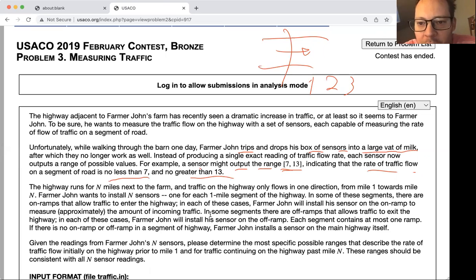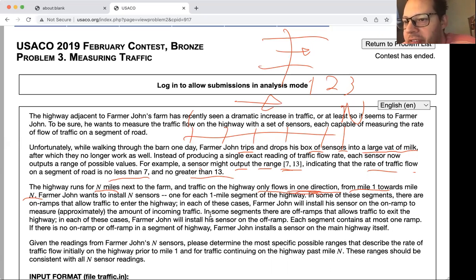The highway runs for N miles next to the farm, and the traffic on the highway flows only in one direction, from mile 1 to mile N. Okay, so the entire road is just a number line starting at 1 and running up until N, and it only goes one direction. Farmer John wants to install N sensors, one for each 1 mile segment of the highway. So every single mile is going to have a sensor.